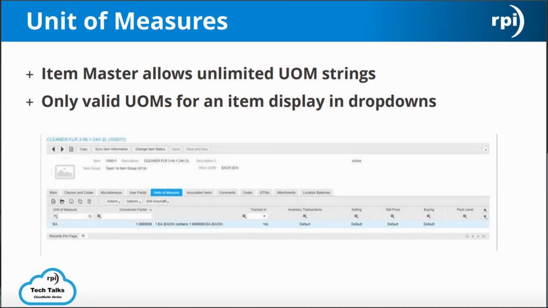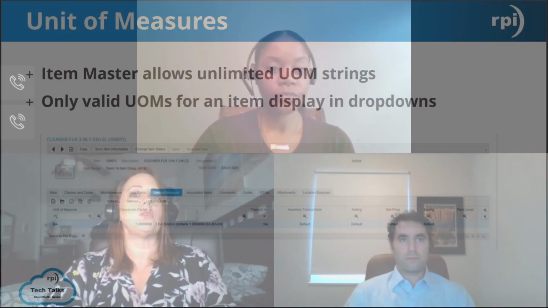Units of measures. Item unit of measures are now unlimited. Previously, we were limited to 9. When a select on a unit of measure is done in the item master for the inventory transaction lines, the unit of measure displayed will only be the valid ones for that item for that specific document. Same rule will apply to purchase order lines, requisition lines, procurement template lines, sourcing events, and contract lines.